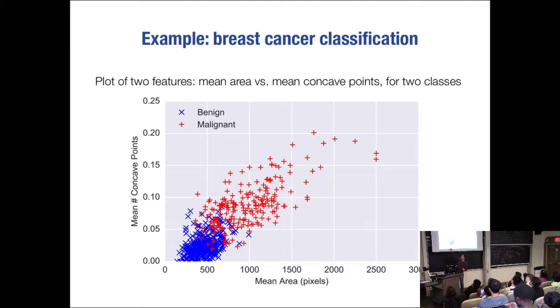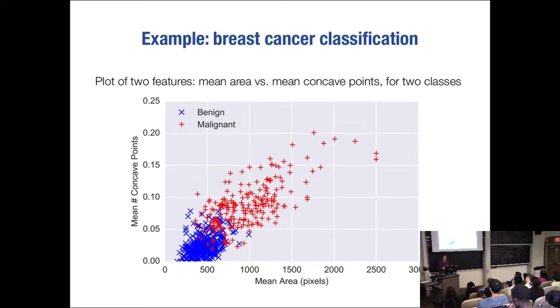Most don't have any concave points. That's why this is less than 1, but a couple of them might. And then the mean area in pixels over all the different cells. And they can plot then the occurrence of benign and malignant tumors for these two features.